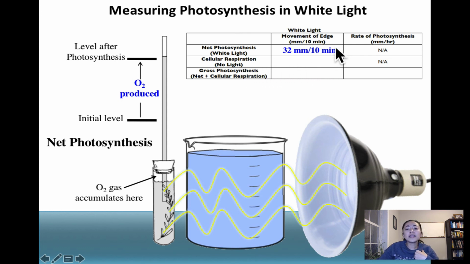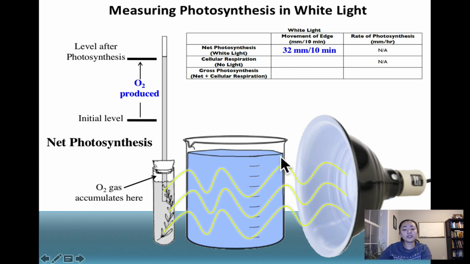So what that means is that this measurement of photosynthesis is actually lower than what it should be, because the plant actually was taking in some oxygen for cellular respiration. So we need to figure out how much oxygen plants are taking in for cellular respiration so that we can add that back to this number up here.